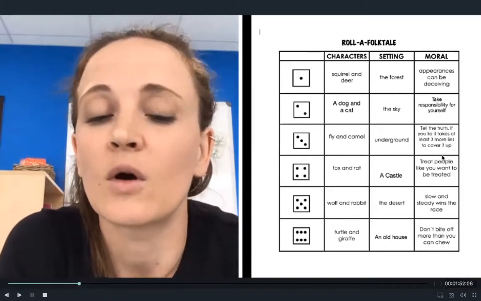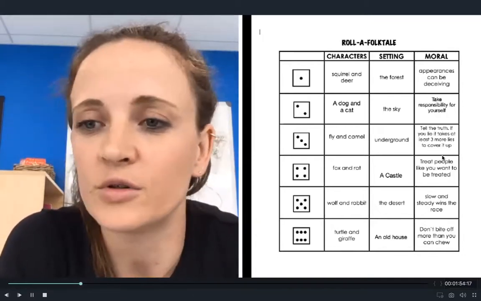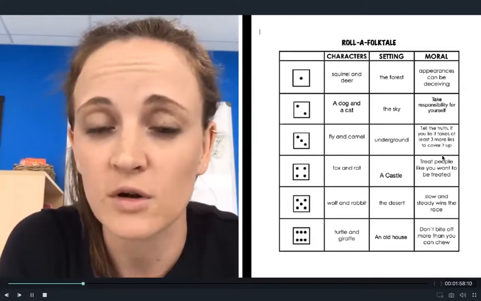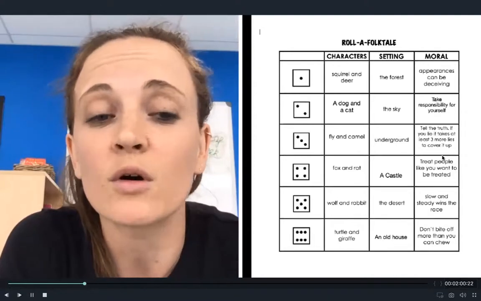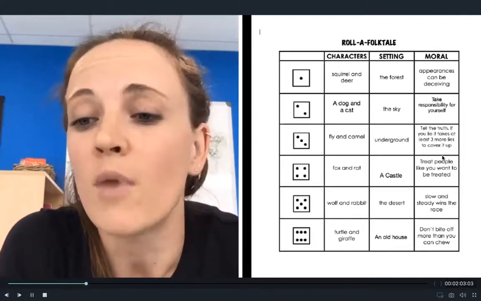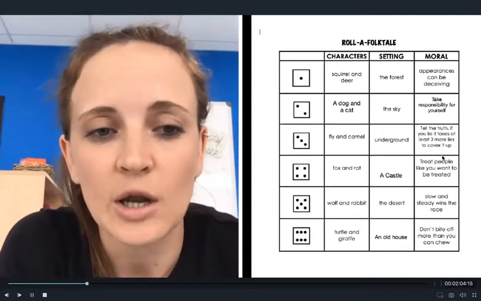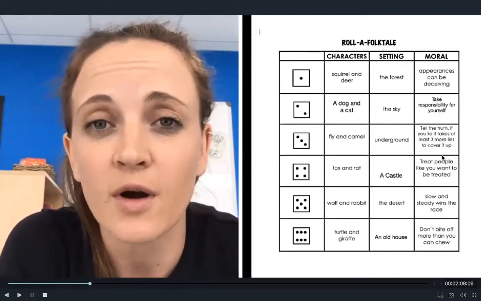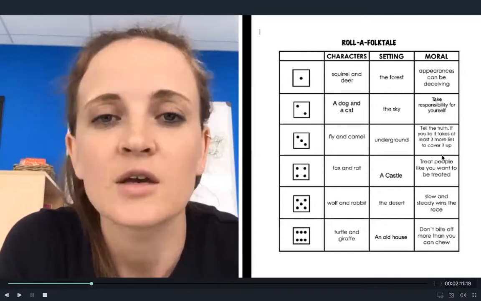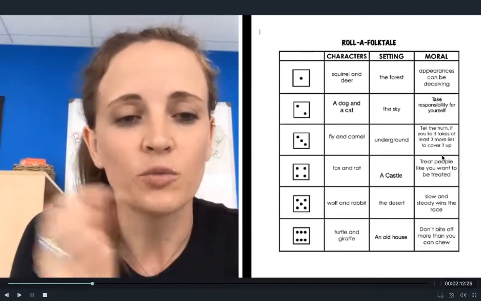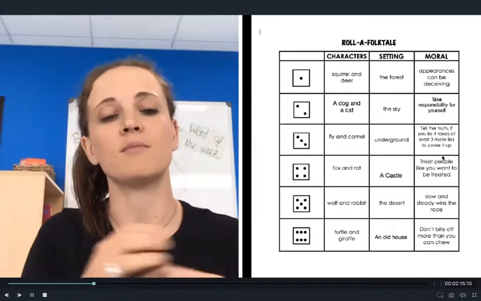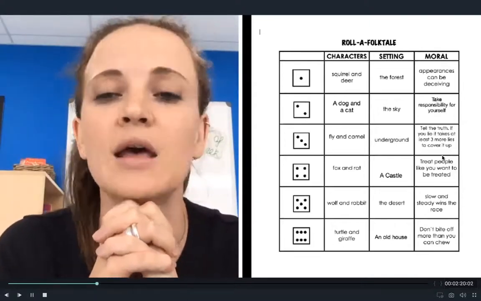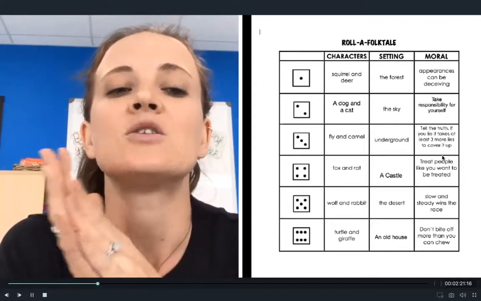And as you can see from the examples, one of those you may recognize from another story that we've discussed. If we roll the number 5, our moral would be slow and steady wins the race. And that is the moral that we learned from the tortoise and the hare. So get your piece of paper and your pencil and your dice, or however you're going to do it. And we are going to roll.